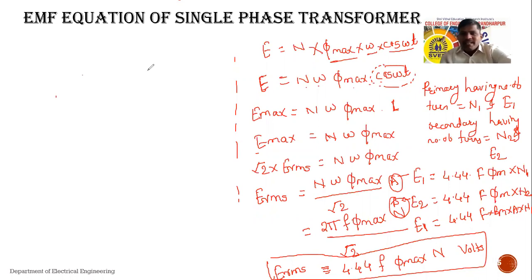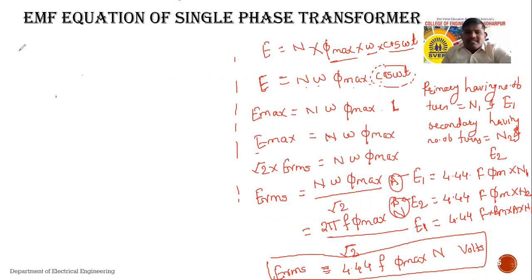Instead of writing phi m, I can also write Bm into A, because of the relation between phi m and B, the flux density. Bm is equal to phi m divided by A, and phi m is equal to Bm into A. So this is the EMF equation of the single phase transformer.